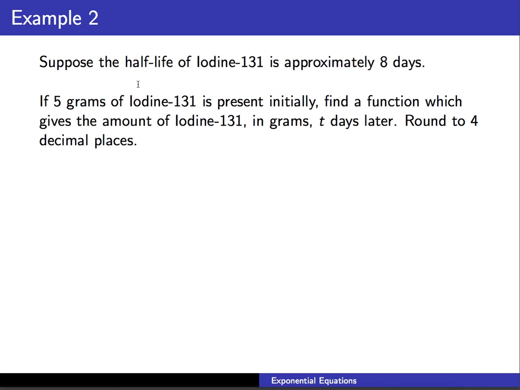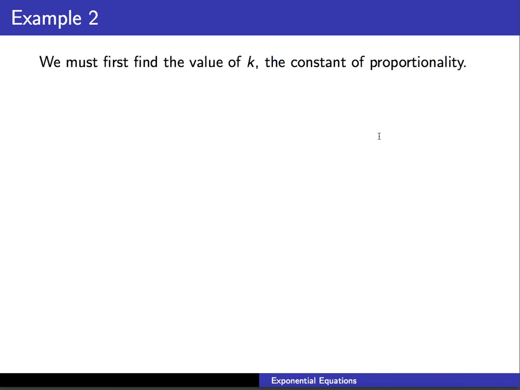So if we have 5 grams initially present, find a function which is going to give us the amount of iodine-131 in grams t days later, and we'll round to 4 decimal places. So we must first find the value of k, the constant of proportionality, and that's going to be a theme when solving these exponential equation applications. So here's again is our exponential function here. It's called the law of uninhibited decay.